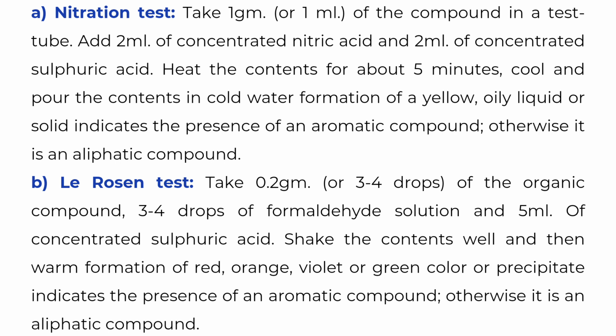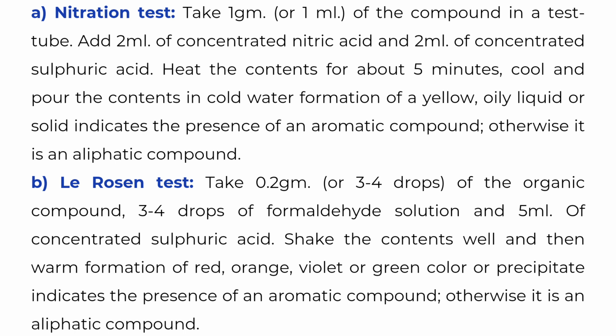Nitration test. Take 1 gm, or 1 ml, of the compound in a test tube. Add 2 ml of concentrated nitric acid and 2 ml of concentrated sulfuric acid. Heat the contents for about 5 minutes, cool and pour the contents in cold water. Formation of a yellow, oily liquid or solid indicates the presence of an aromatic compound, otherwise it is an aliphatic compound.